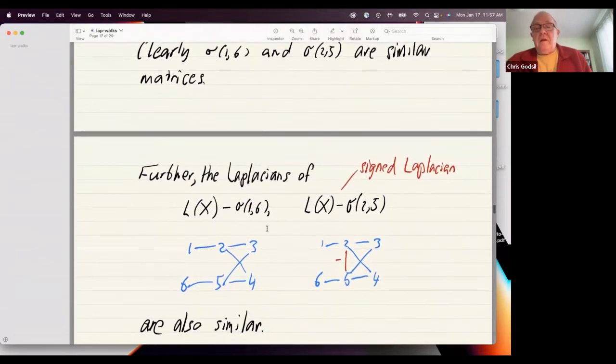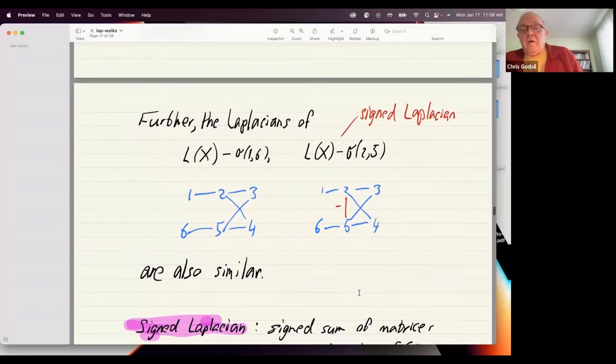And so, now this is okay. 1,6 is an edge in X, and so this is the Laplacian of X with 1,6 deleted. 2,5 is not an edge, so this matrix you've now got is what it says there, and so essentially there's now a signed edge joining 2 and 5, and so these 2 matrices, or at least the adjacency matrices of these 2 things, are similar.